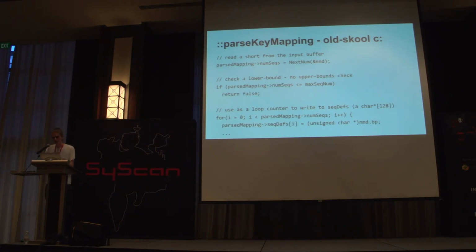And if we then look at how num sequences is used, it's simply used as a loop counter to iterate through and write to that sequence defs array. And that sequence defs array is just a fixed sized buffer on the heap. This is super, super trivial to exploit, and you can check out the Project Zero bug tracker, where there's a working exploit for this bug.